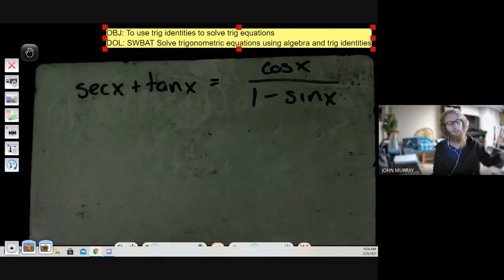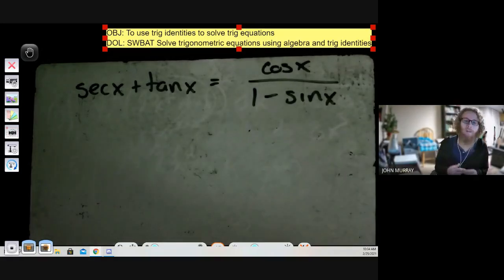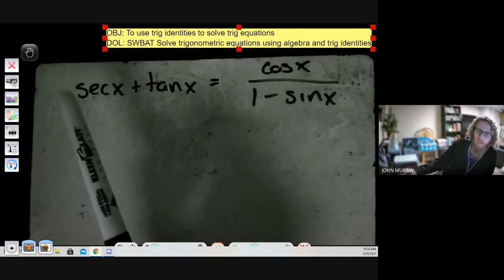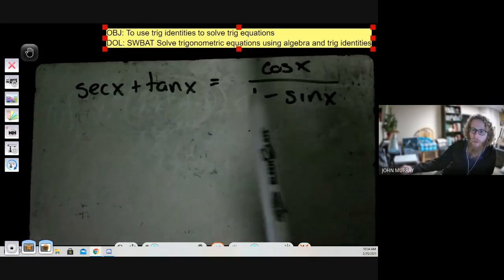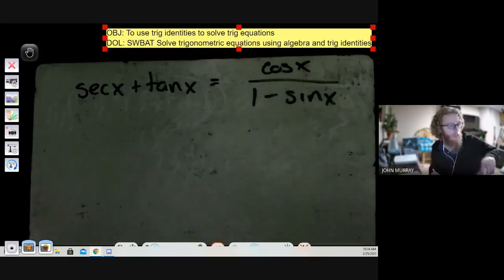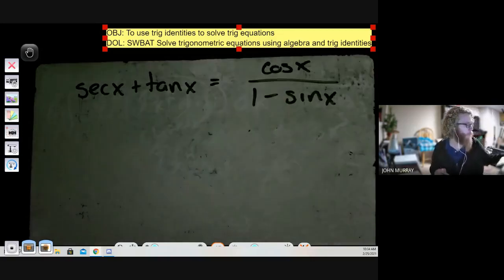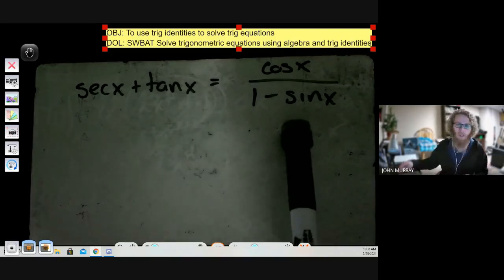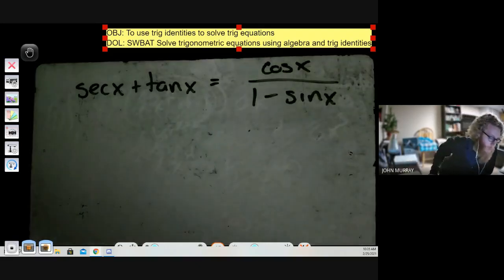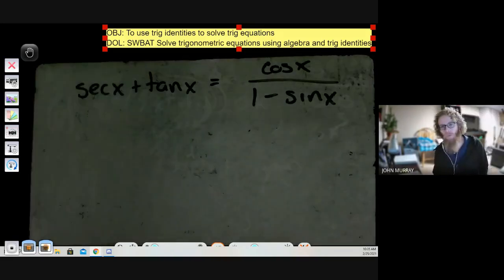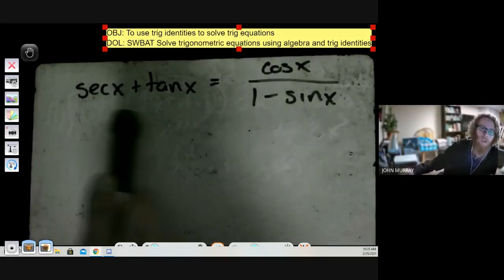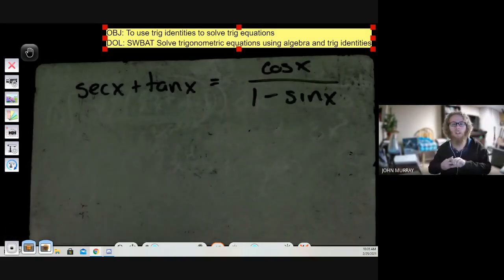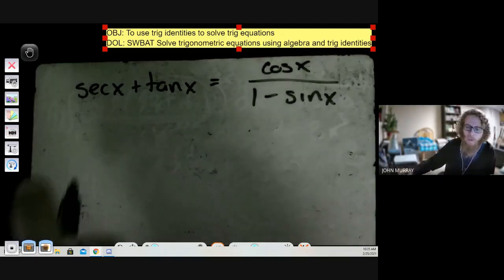All right, so for homework last night, we had the other half of what we did in class yesterday. So yesterday we saw the trig identity, secant plus tangent equals cosine over 1 minus sine. Now, again, in class, what we did was we worked with the right-hand side, and we got it to look like secant and tangent. What I asked you to do for homework was to only focus on the left-hand side, the secant and the tangent, and make it look like the right-hand side.